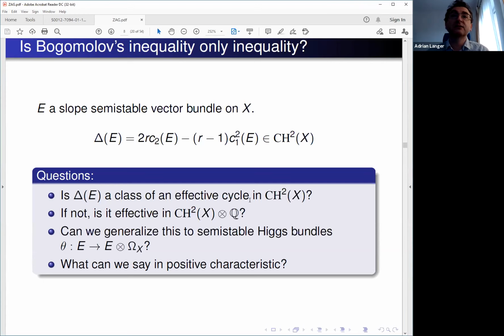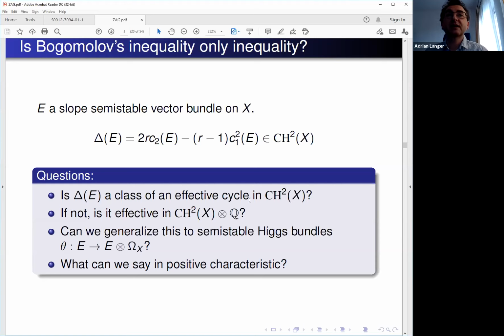In general, non-negative degree cycles can be really, really bad. Even degree 0 cycles don't need to be represented by classes of effective cycles. So this might be a little bit too much, and maybe we should ask the question after tensoring with rational numbers. So we forget about possible torsion and still ask whether this is a class of an effective cycle. And if we manage to do that, then we can try to ask these kinds of questions for semi-stable Higgs bundles and possibly in positive characteristics.